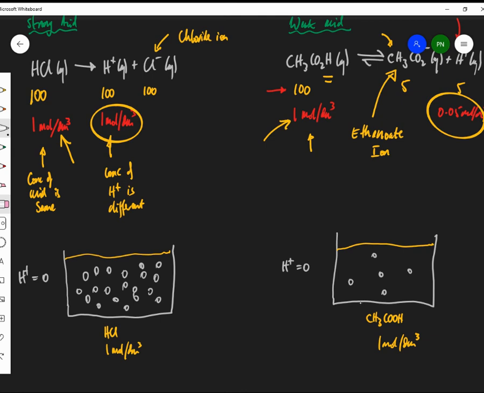The hydrogen ion concentration is lower. Okay, so this is my strong acid, and this is my weak acid. But the whole point is the concentration of the acids themselves is the same. But the concentration, and now if you remember, we use these square brackets to mean concentration. The concentration of 1 mole per decimeter cubed of the strong acid, but the concentration of hydrogen ions over here is 0.05 moles per decimeter cubed. Okay, so what are the consequences for that then?